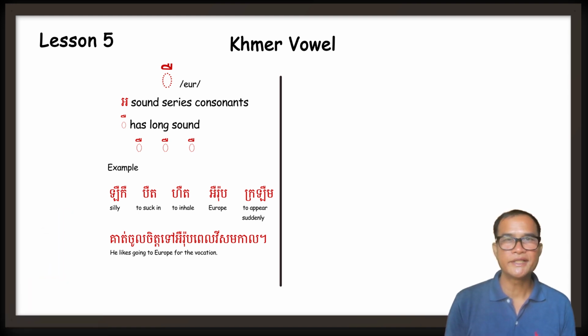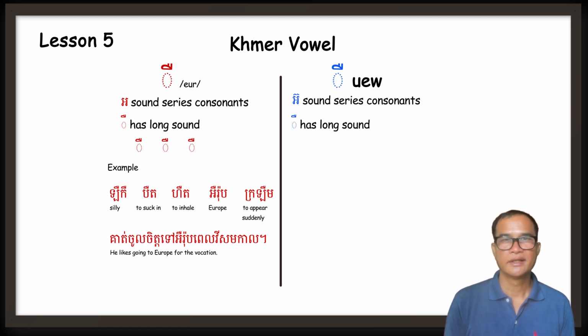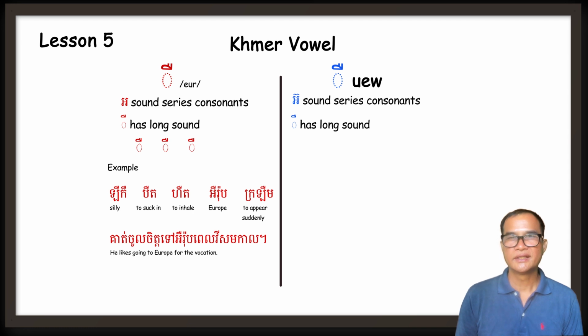The second sound of this vowel is ស្រអ៊ឺ. ស្រអ៊ឺ is used with second series consonants. ស្រអ៊ឺ has a long sound. When you pronounce it, you keep your mouth open while you pronounce it. You should feel vibration right here.